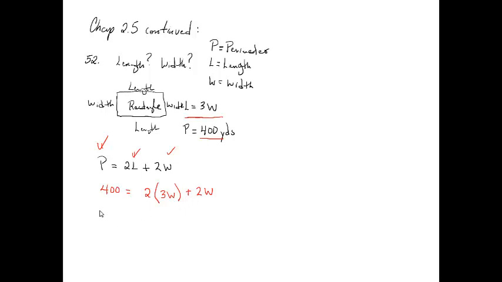So let's simplify. So I have 400 equals 6W plus 2W. And on the right side, I have like terms, so let's put them together. So I still have 400 equals 6W plus 2W is 8W. All right, so now I need to isolate W, but 8 and W are multiplying together, which means I'm going to divide by 8. And I end up with W equals 50 yards.